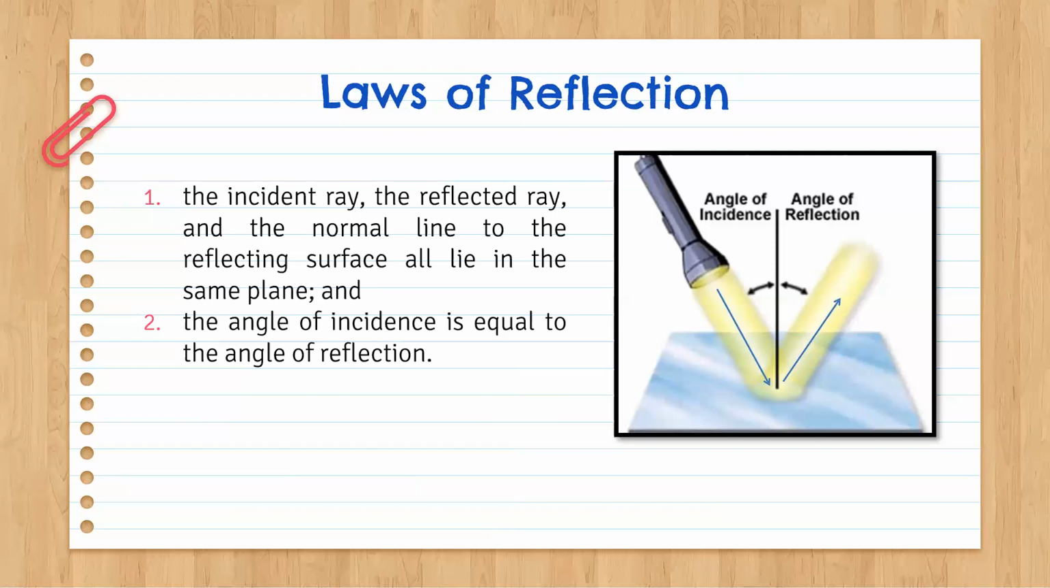So let's say the angle of incidence is a 25-degree angle. Therefore, the angle of reflection should also be 25 degrees. But there are certain exceptions to this rule based on the type of surface to which the light ray is being reflected.